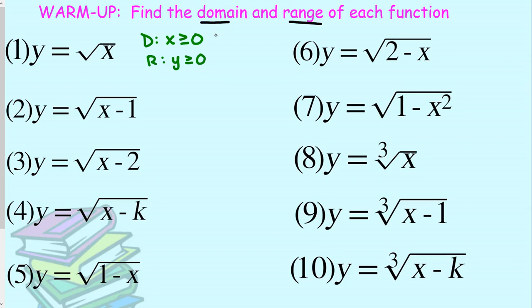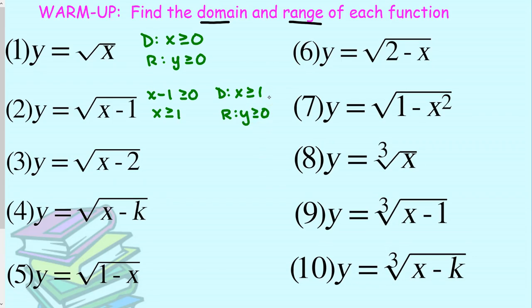Now what we see in most of the following examples are transformations where we are shifting this graph left or right, and so that's going to shift the domain but not the range. So what we see in number 2 is the square root of x minus 1. So we need x minus 1 to be greater than or equal to 0, which means that x has to be greater than or equal to 1. So that means the domain is x is greater than or equal to 1, and the range is still y is greater than or equal to 0.